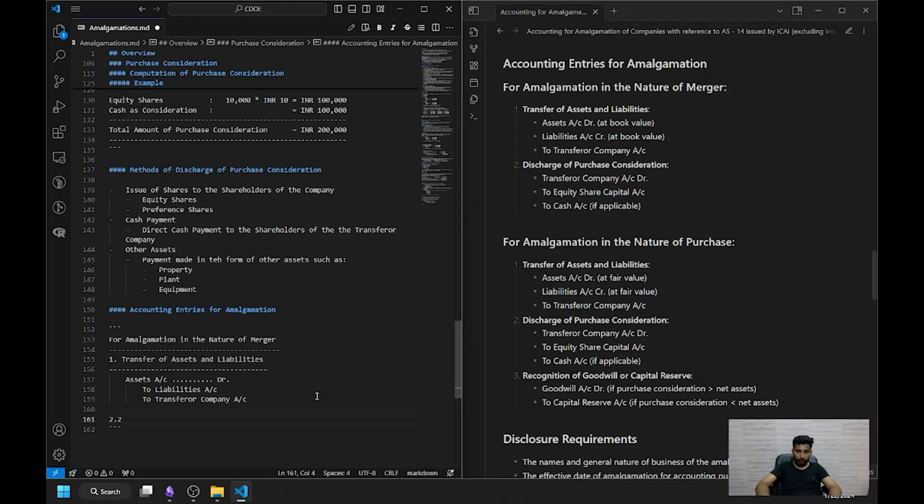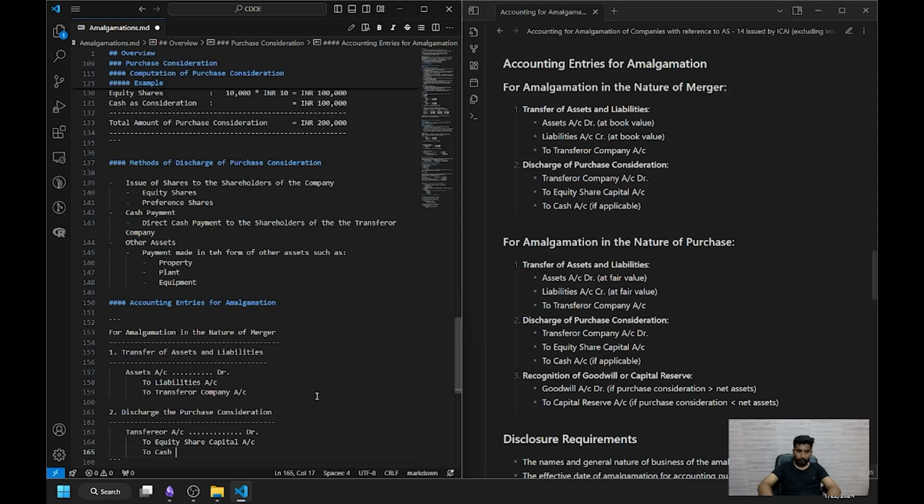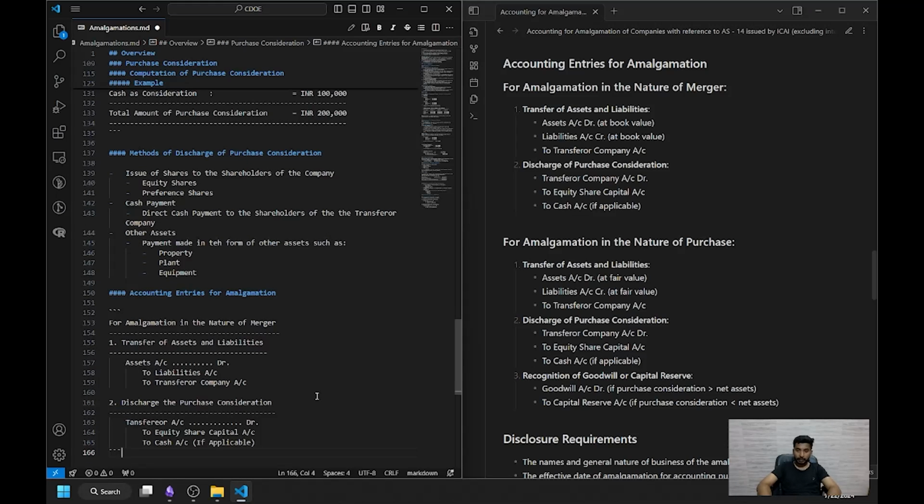Meanwhile, if we need to discharge the purchase consideration, the entries will be as follows. That will be the transferor company account. The transferor company is the company who is transferring. The transferor company account will get debited to equity share capital account, to cash account if there is any cash applicable, if there is any cash in the transactions.